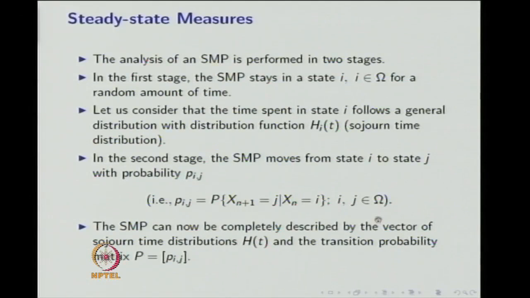So, the SMP can now be completely described by the vector of sojourn time distributions H of t and the transition probability matrix P, that is P of i, j. The transition probability matrix, therefore, has all row sums equal to 1 and the values lie between 0 and 1. And you have to supply the sojourn time distribution for each state. So, if these two pieces of information are given, then we know the semi-Markov process.